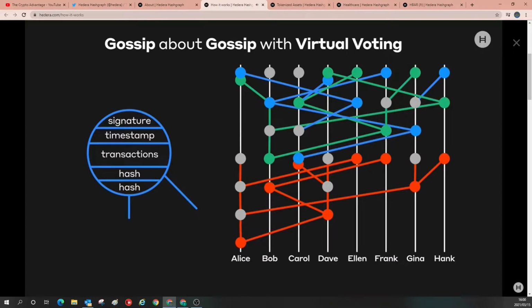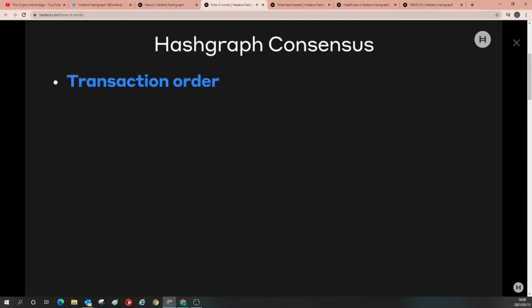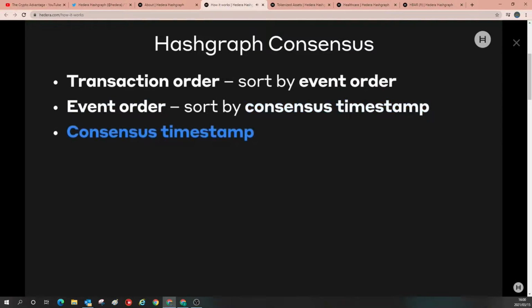Virtual voting. So, how does Hashgraph consensus work? We want to put the transactions in order. How do we do that? We'll sort them by the order of the events. But what's the order of the events? You just sort them by the consensus timestamp for each of these events. But what's the consensus timestamp on an event? It'll be the median of the received time. It'll be the middle of all those times of when it reached everybody in the world.